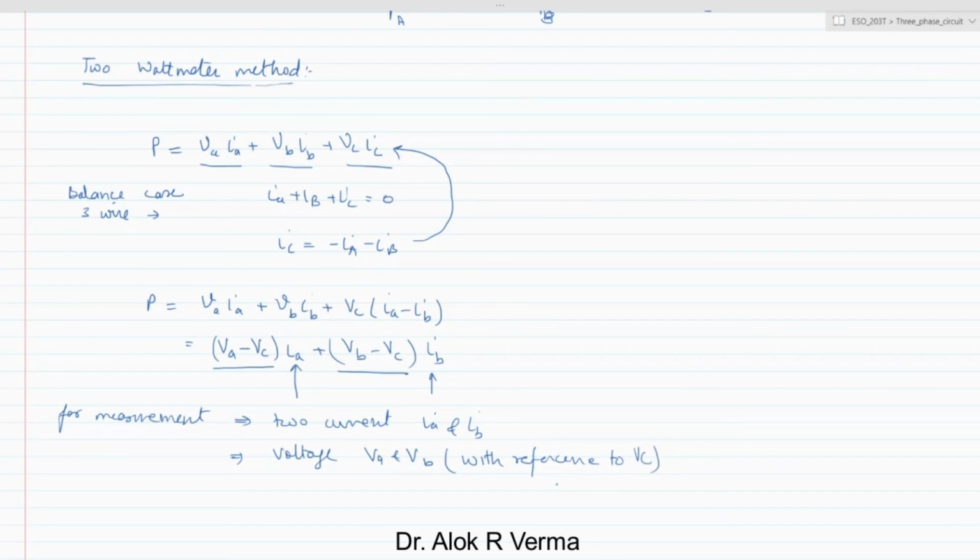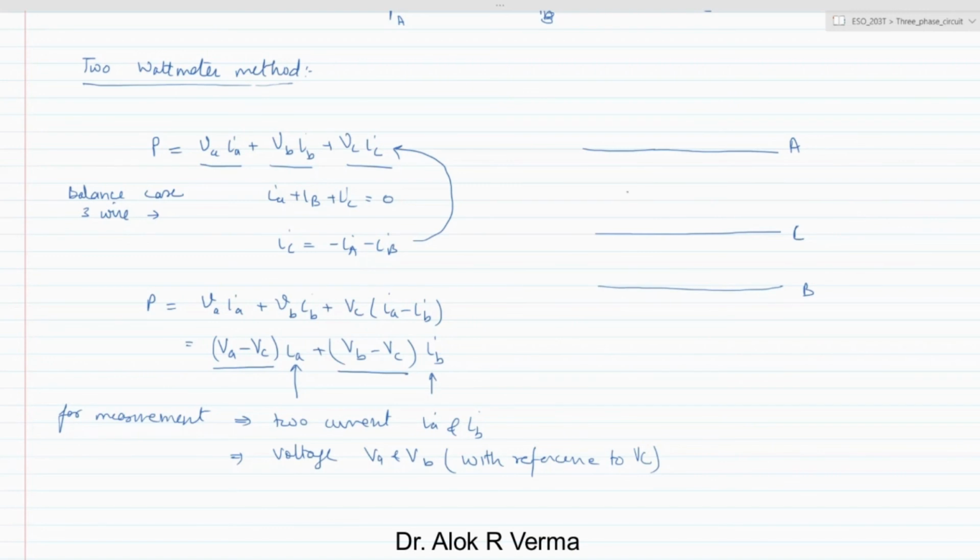Okay, so now VA with respect to VC will be VA minus VC. So how will the connection look? Just look at the connection. Now you have phase A, and then you have phase B, or phase C. So you write phase A, phase C and phase B, just as a representation.